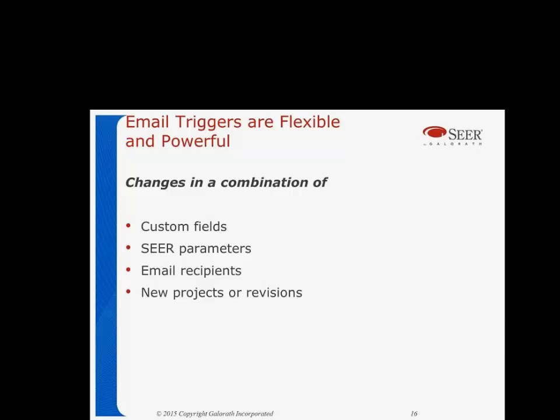The email triggers that I mentioned in the last slide are very flexible and can be quite powerful. We deliver a bunch of them, and you can just say true, false, and be done with it, because the triggers we deliver with this feature are sufficiently broad. However, we actually have a little language which permits you to create all sorts of combinations of Booleans to suit very specific needs for triggering emails. You can change custom fields, SEER parameters, email recipients can even trigger a change, an email notification, and new projects or revisions, and any combination of these.